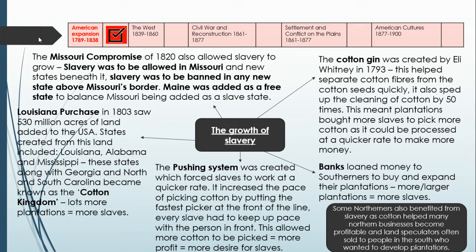It's worth noting here that some Northerners did benefit from slavery. So cotton helped many Northern businesses, and land speculators were often Northern, and they sold land to people in the South who wanted to develop plantations. So do not think that everybody in the North was completely against slavery. If there was an economic benefit that they could make from it, some people actually supported it.